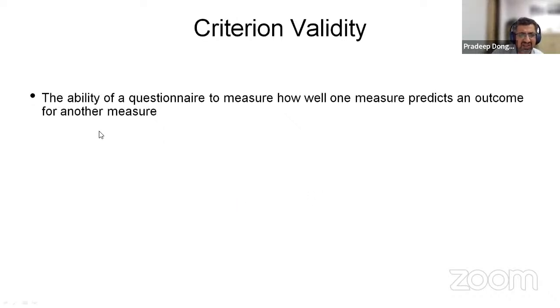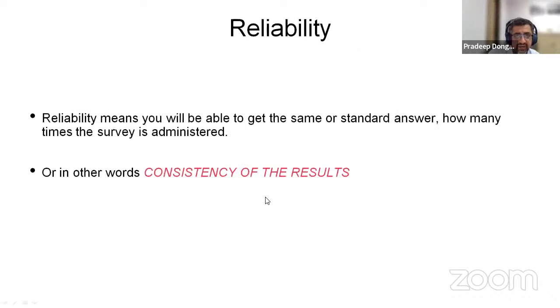There's something called criterion validity also, the ability of a questionnaire to measure how well one measure predicts an outcome in comparison to another measure. These are all a little bit complicated, and it would be better to seek the help of a statistician at this stage. He would definitely be able to help you at every stage of validation.